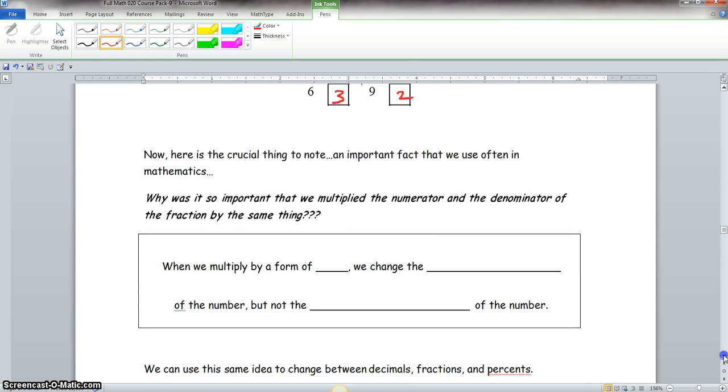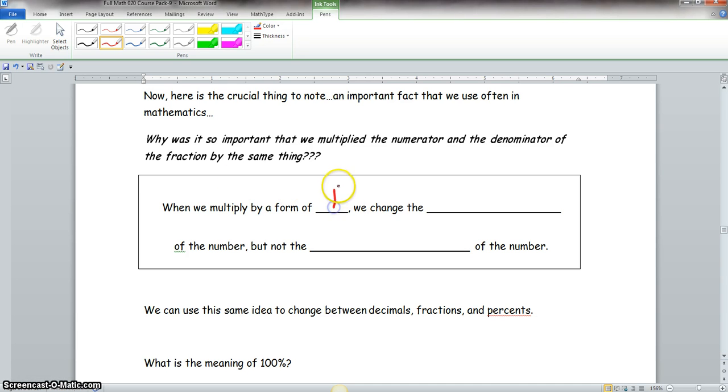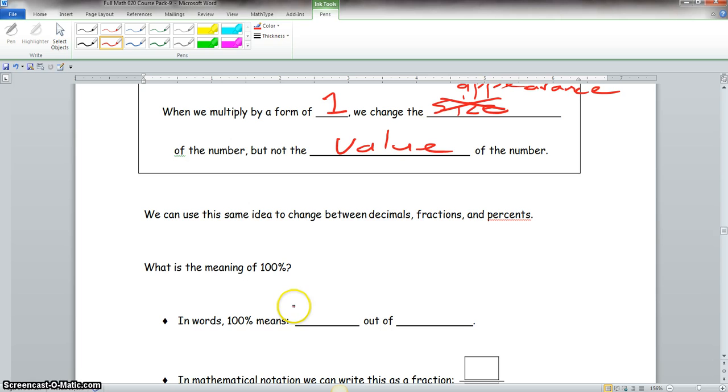Now, when we multiply by a form of 1, we change the appearance of the number, but not the value of the number. We can use this same idea to change between decimals, fractions, and percent. What is the meaning of 100%? We know 100% means 100 out of 100.